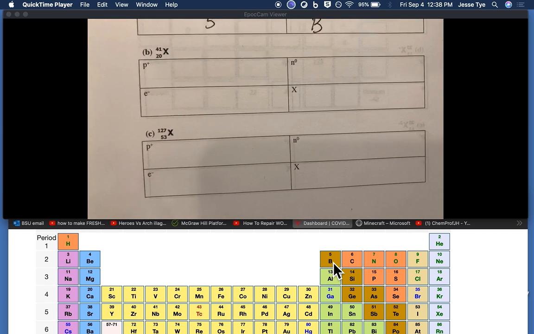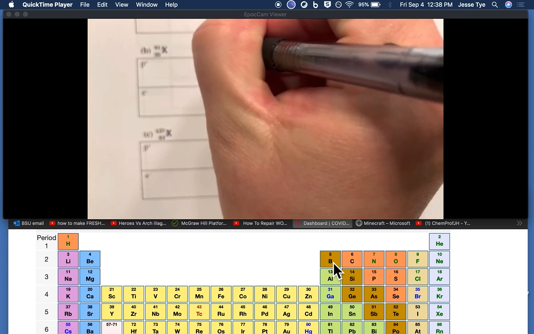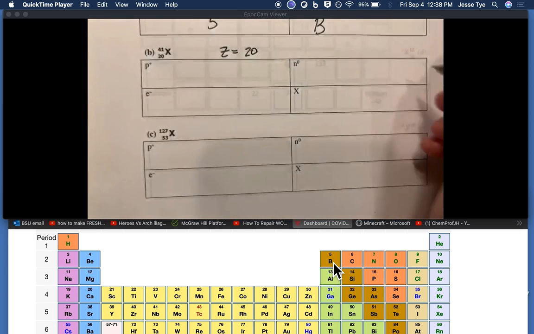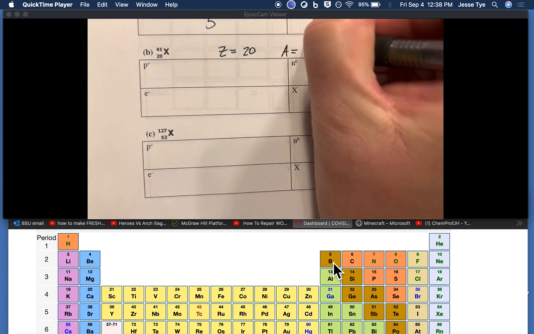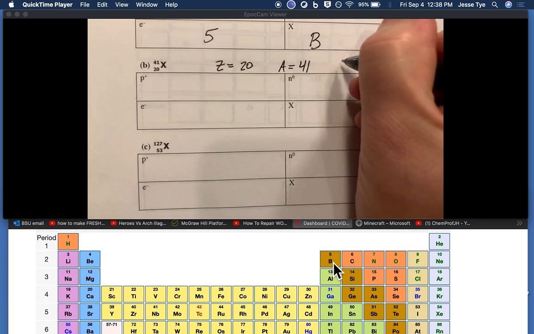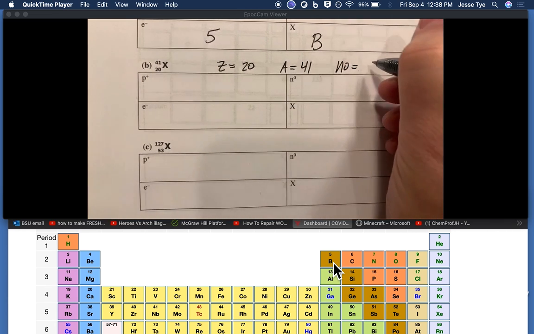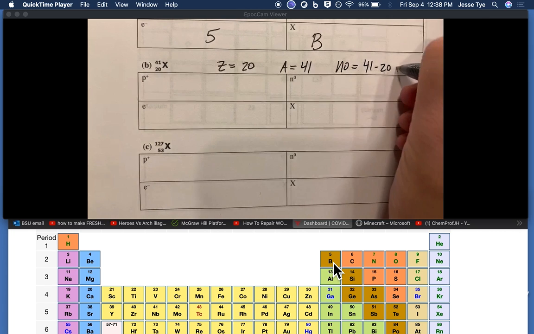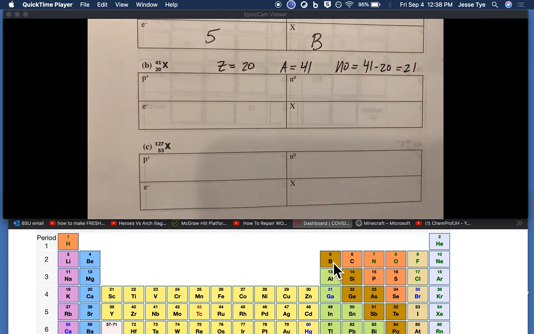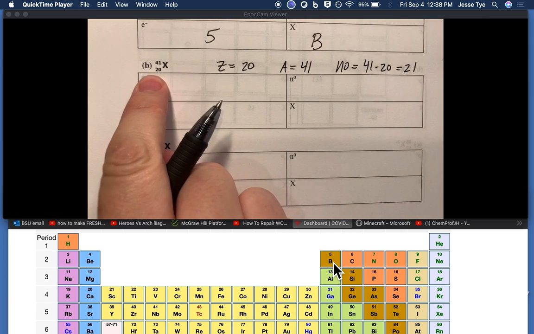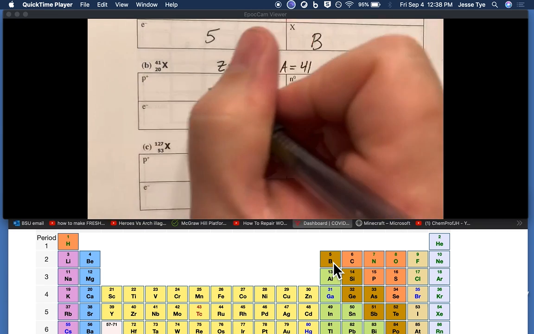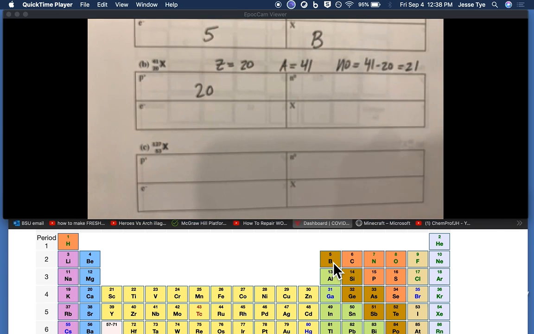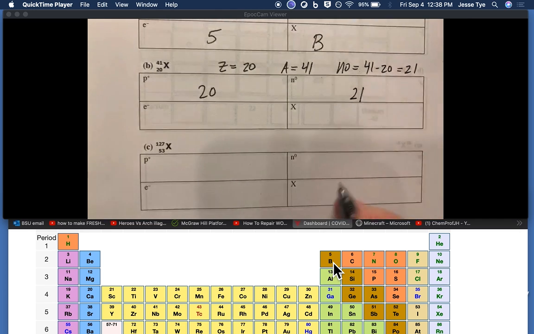All right, we'll do another one. Z in this case is equal to 20. I'm just reading that off. A is equal to 41. So the number of neutrons is equal to 41 minus 20. So 21 neutrons. Z is the same as the number of protons in every case. So 20. Number of neutrons we just calculated is 21.